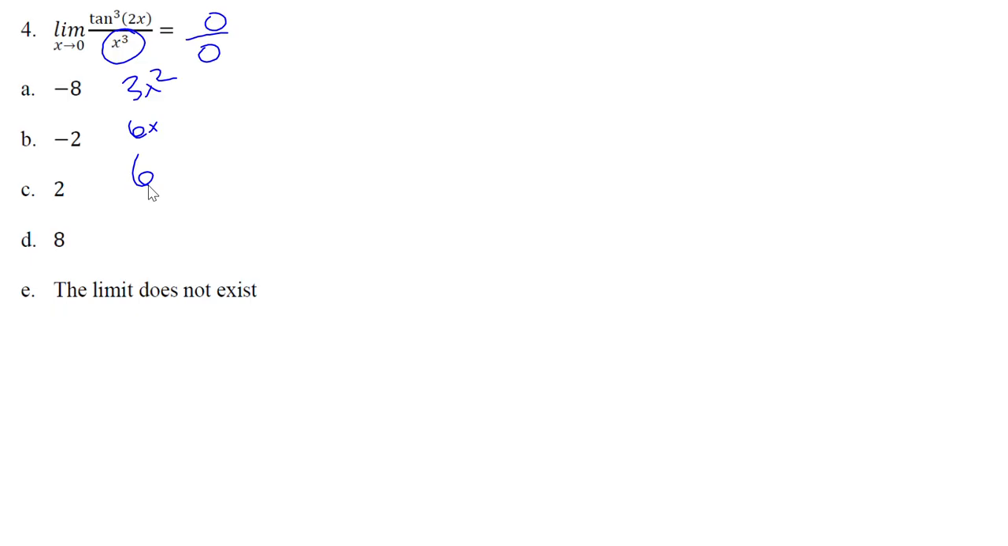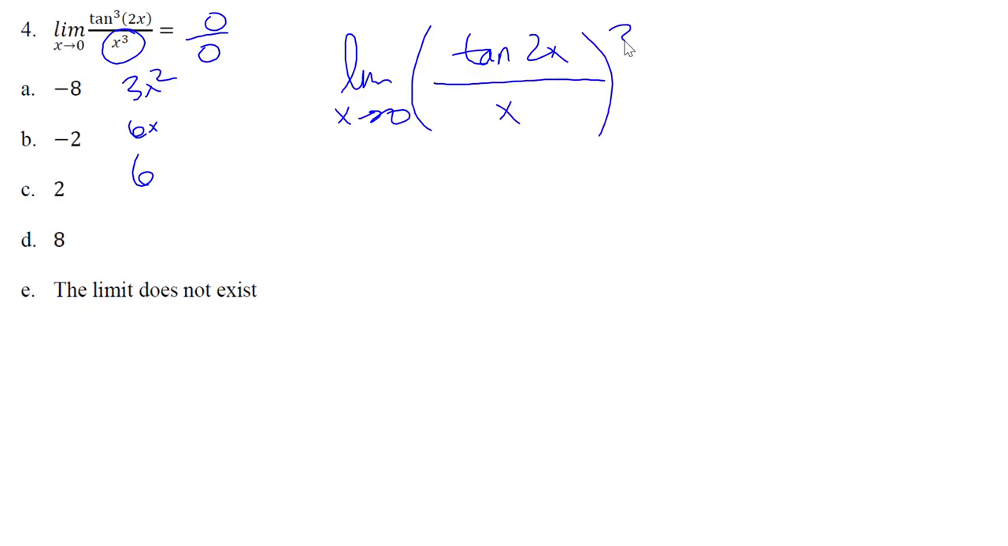So we should just use one of our previous techniques for this problem, which is we can rewrite this as tangent 2x over x, all being cubed. And then if we can get tangent 2x over 2x inside this limit, we should be able to evaluate it really easily. Well, all we have to do is put in a 2 in the denominator and a 2 in the numerator. So when we do that, this 2 gets pulled out into the front.